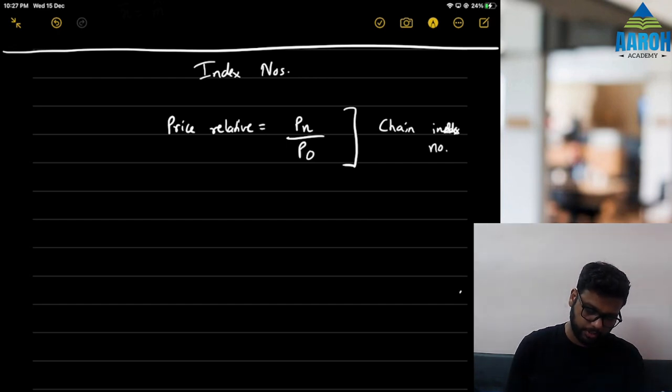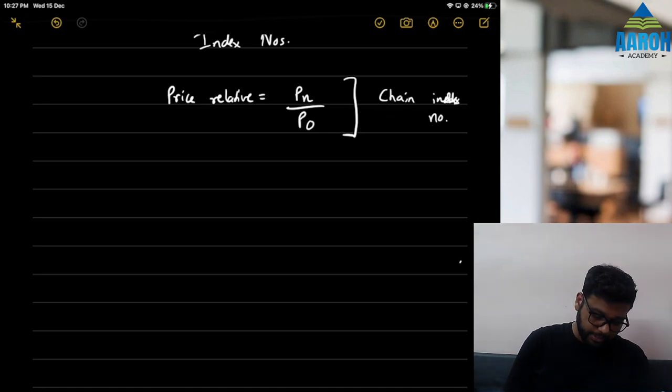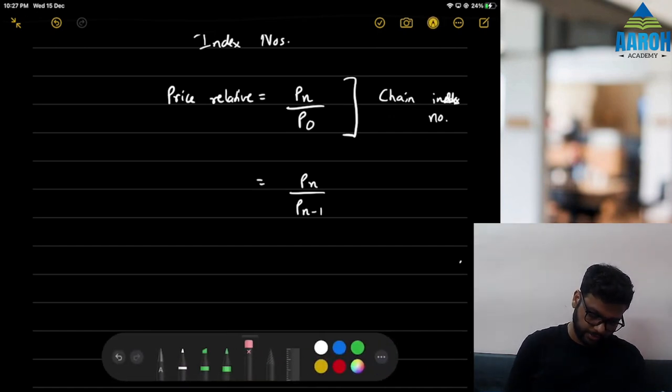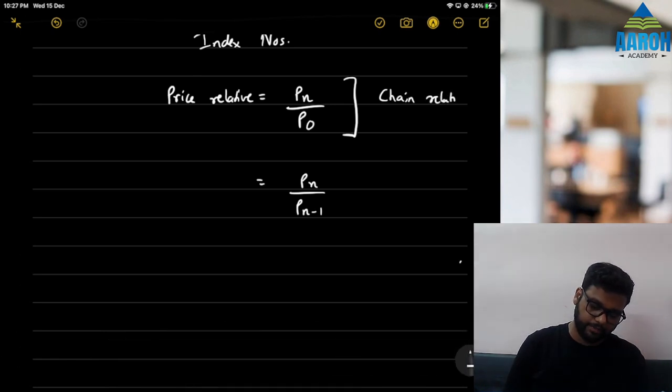Chain index number. If we keep base year as previous year, then it is called as anyone? Or rather, chain relative. Link relative. Link relative. Perfect. So chain relative or link relative.